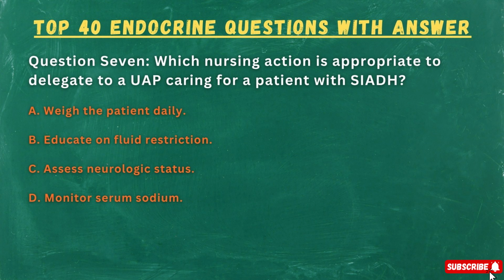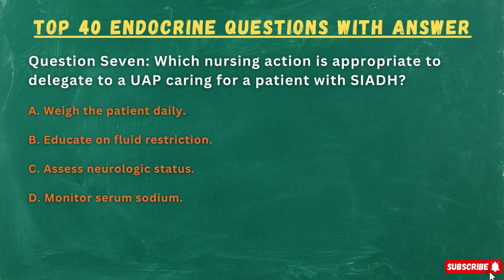Question 12. A nurse is caring for a patient with acromegaly. Which finding is consistent with this diagnosis? A. Delayed puberty. B. Decreased libido. C. Enlarged hands and feet. D. Decreased appetite. Answer: C. Enlarged hands and feet.